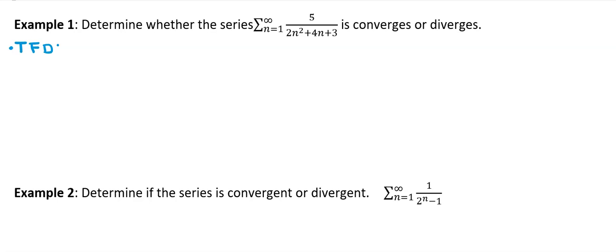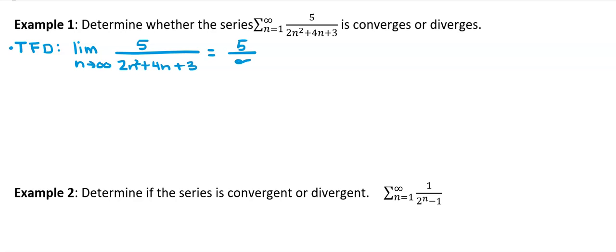So the first one is the test for divergence, TFD. That's when you're taking the limit as n approaches infinity of 5 divided by 2n to the second power plus 4n plus 3. And that, of course, would give me a constant over a denominator that's going towards infinity, so that would be 0. And we know that for the test for divergence, if it equals 0, it doesn't tell us anything, so this one is a no-go. This one didn't really help us.